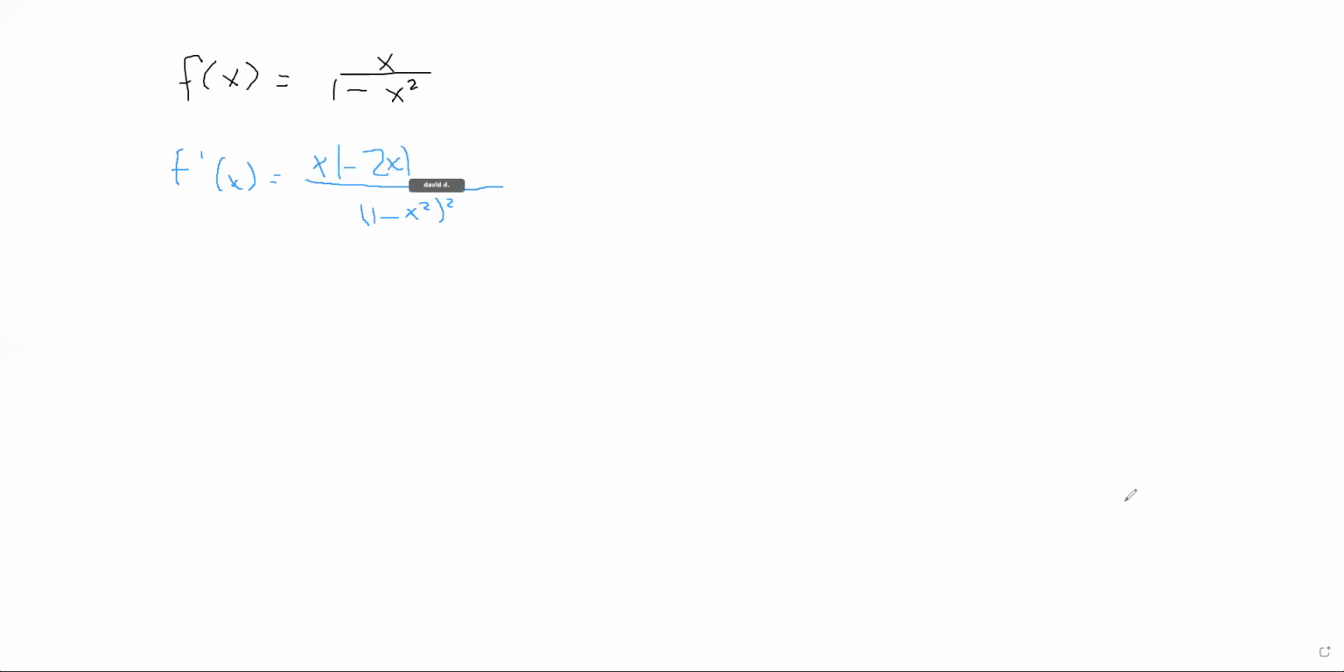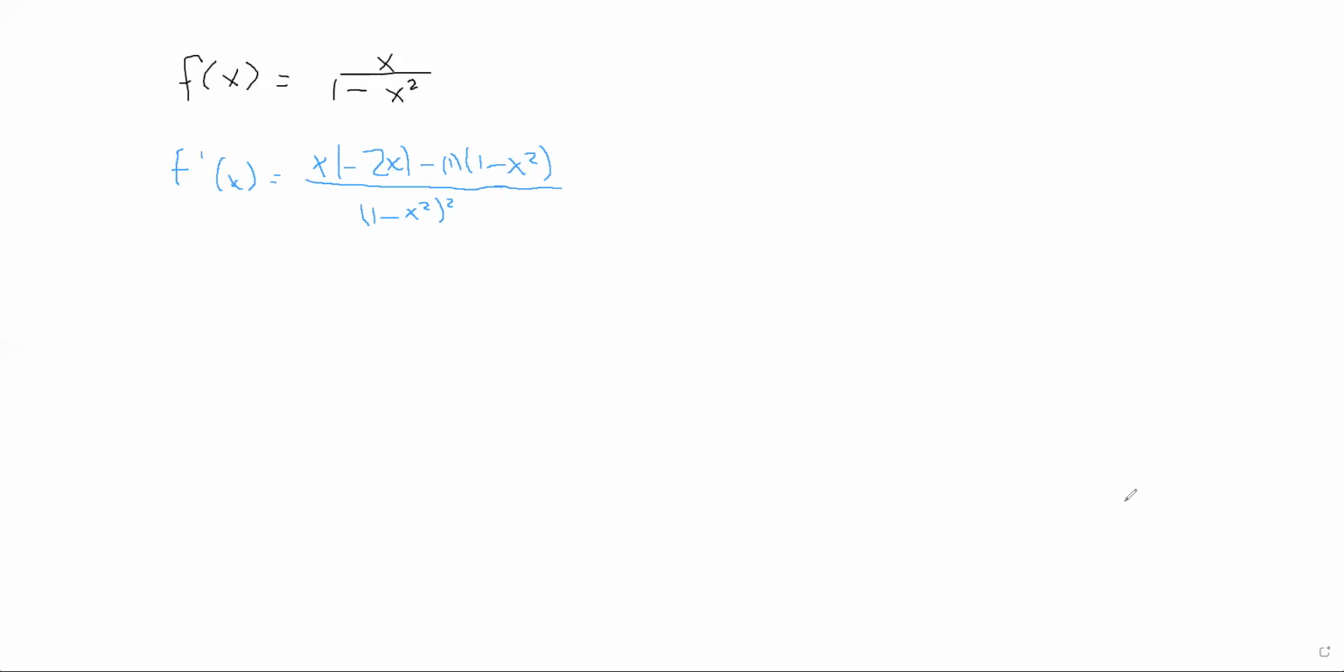And then in this case, we have minus instead of plus. And then the derivative of x is just going to be 1, so we don't even have to put that there. And then it's just going to be the function in the denominator, 1 minus x squared. And here, we might be able to simplify. Yeah, we can.